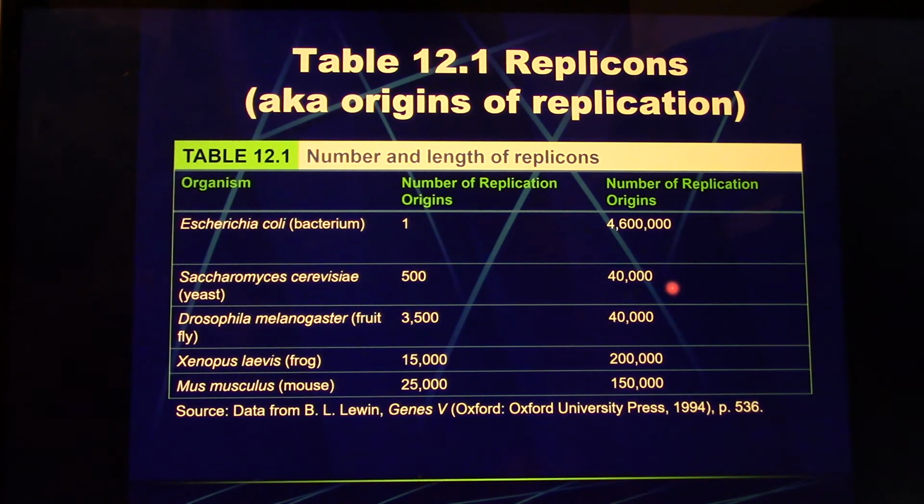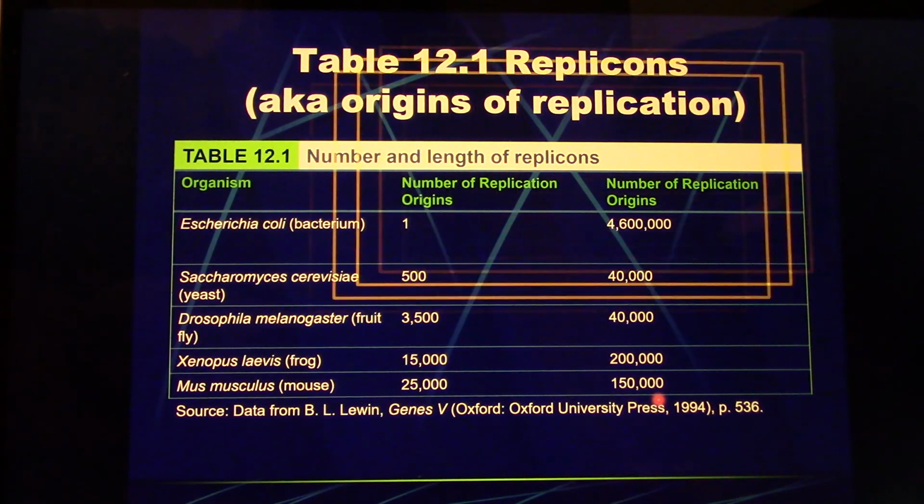But the lengths of DNA being replicated doesn't necessarily increase. Well, it does for frogs and so forth. But look, compared to bacteria, these numbers are a lot lower. So even though we've got more DNA, the cell is using more origins of replication, so we can replicate all of this large amount of DNA in a shorter period of time.